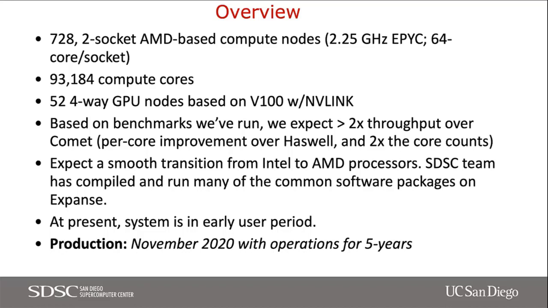Most of the applications will see a per core improvement over Haswell. We see anywhere between even performance with per core going out to almost 1.8x on some applications. So it really depends on the application. And since the nodes have 128 cores, on a per node basis, you're going to see a pretty large improvement in performance. And then given the 2x core counts, the throughput's easily going to go over 2x.